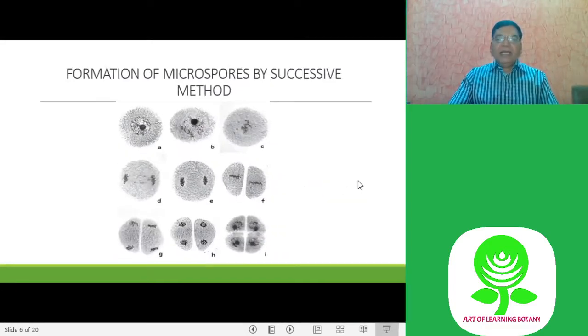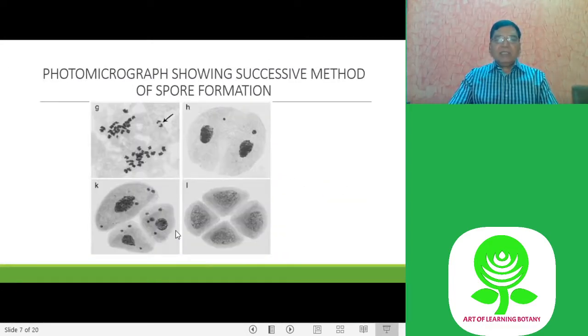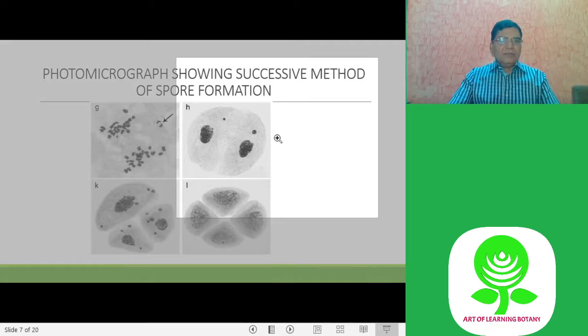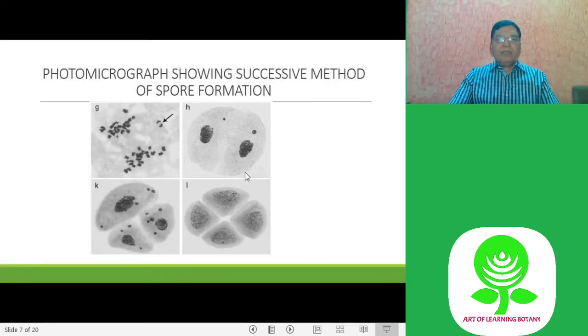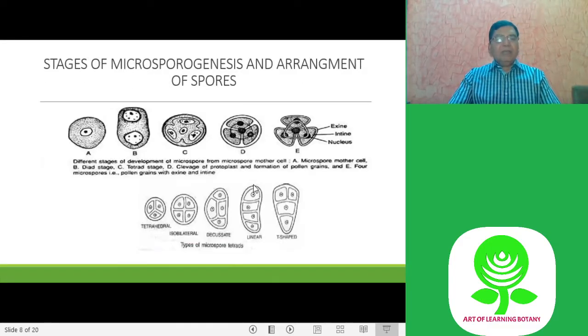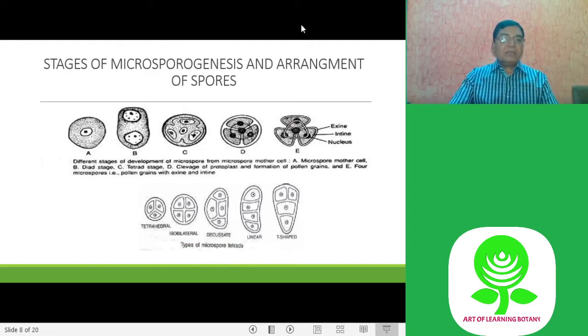Now, in the same slide, you see the same thing here. Cytokinesis is already taking place here and here. This is taking place laterally, so you'll find the 4. This is called isobilateral type of spores arrangement. This type of arrangement occurs in monocots. But in most of the dicots there is a tetrad type, that is simultaneous type of microsporogenesis.